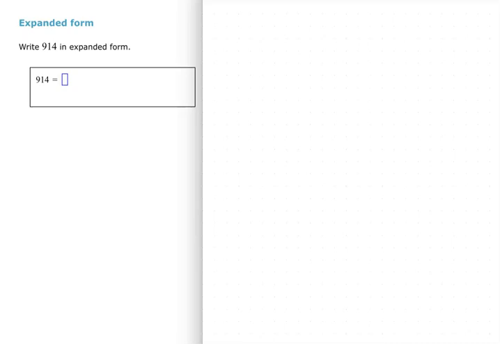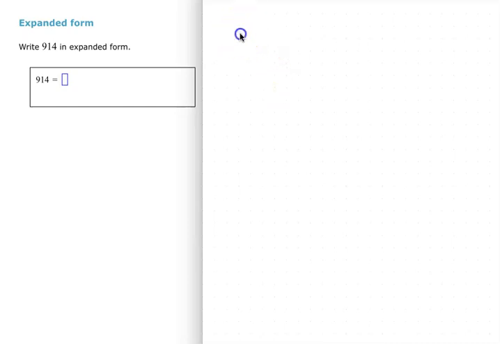In this video here, we're going to look at writing numbers in expanded form, and we're also going to look at how you can add or subtract tens, hundreds, or thousands to a number quickly. All right. So the first thing we're going to look at is expanded form.